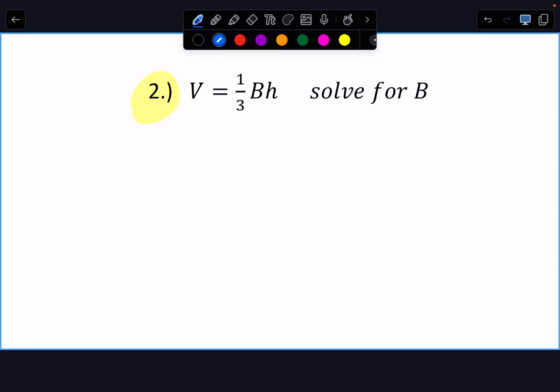All right, we're going to go ahead and talk about these 2 problems. In number 2, if we're going to solve for b, Aubrey, what was your first step? Okay, divided by 1/3, which means the same thing as multiplying by 3, right? So 1/3 times 3 cancel out, and we have 3v equals big B times h.